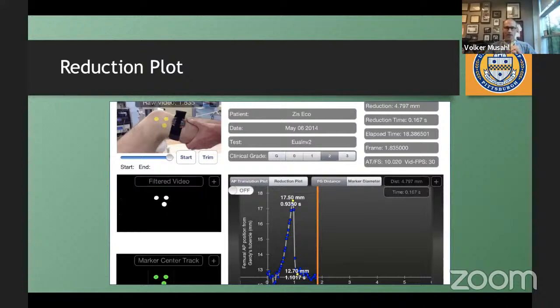X-axis is time, Y-axis is translation. And then on the very upper right of the image, you can see 4.79. So that will be the translation that happens during the pivot shift. In this case, very high grade. If you look at our publications, everything over 3.5 is high grade. And this is very helpful.